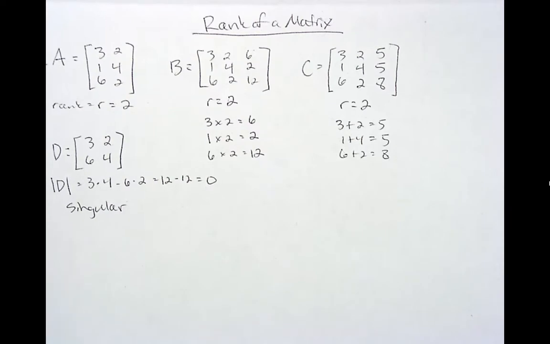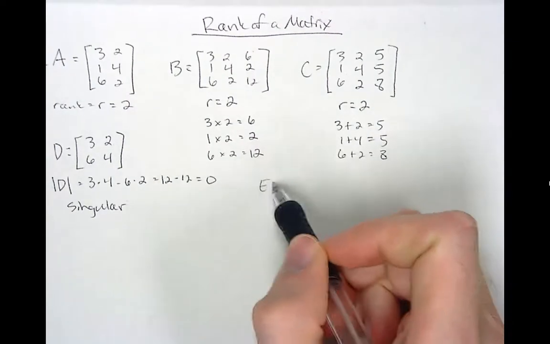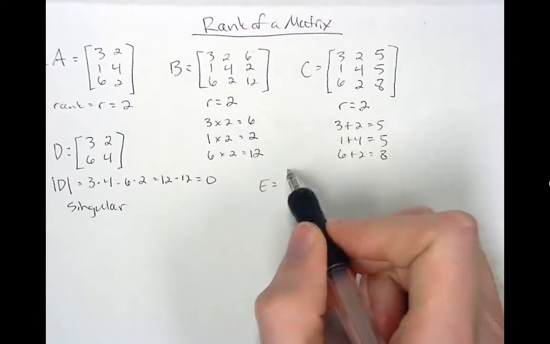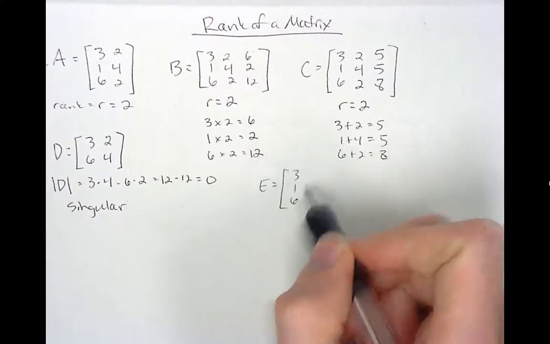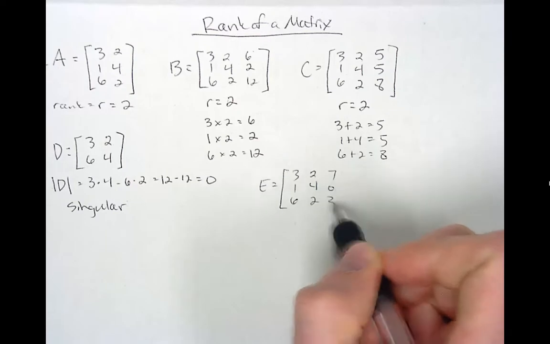A matrix that is full of rank is also called a non-singular matrix. So let's take, since we're going according to the alphabet, let's do E here. E will have 3, 1, 6, 2, 4, 2. And then let's do 7, 0, 3 as the third column.